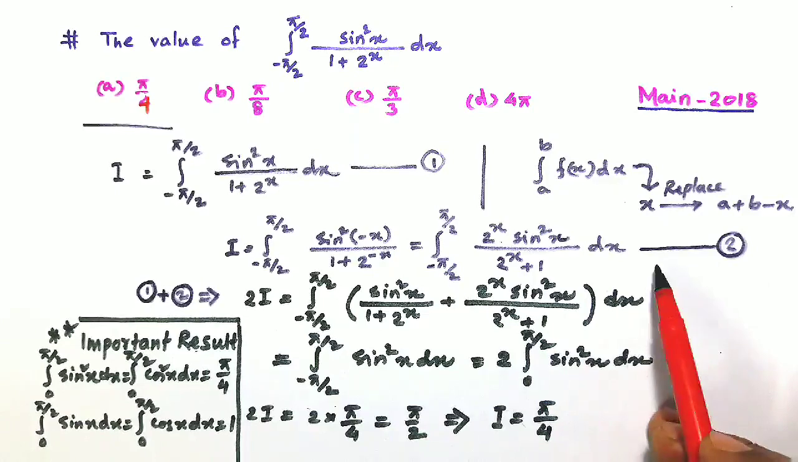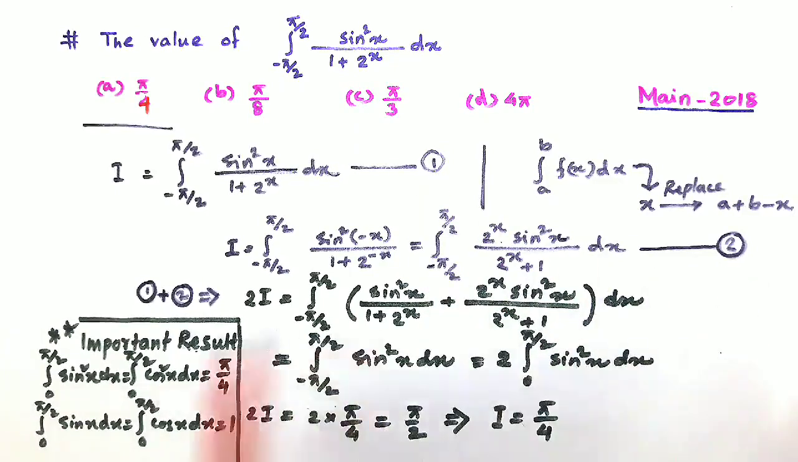Mark it 2 and add 1 and 2. We get 2I is equal to, since the limits are the same, minus pi by 2 to pi by 2, so in one bracket we can keep them, and we see that the denominators are 1 plus 2 to the power x in both the cases, and take an LCM on the numerator also. You will find 1 plus 2 to the power x multiplied by sine square x. 1 plus 2 to the power x will be cancelled, the remaining part is only sine square x.